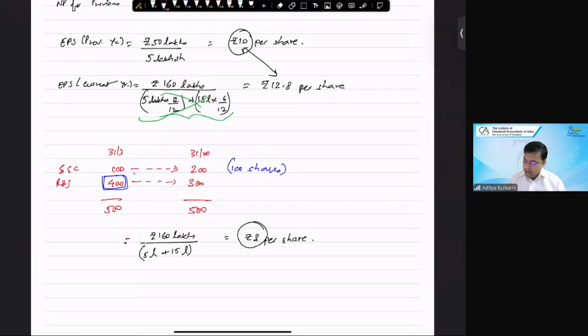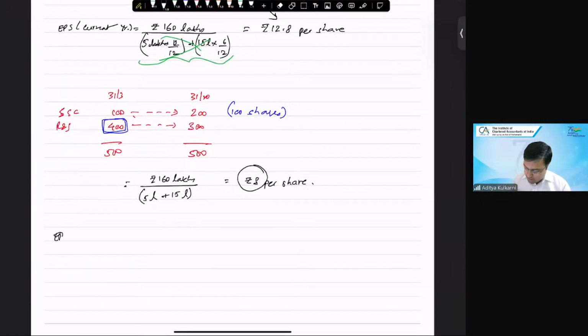So therefore, when I am computing my EPS of the previous year, I will calculate it as 50 lakhs divided by 5 lakhs plus 15 lakhs. Why 5 lakhs plus 15 lakhs? Because this bonus shares of 15 lakhs which you are issuing today is also present in the capital structure in the previous periods also. Do you agree to this? Yes, sir.